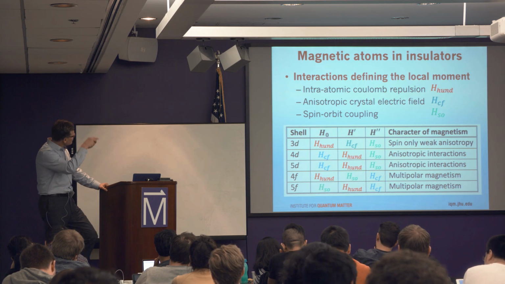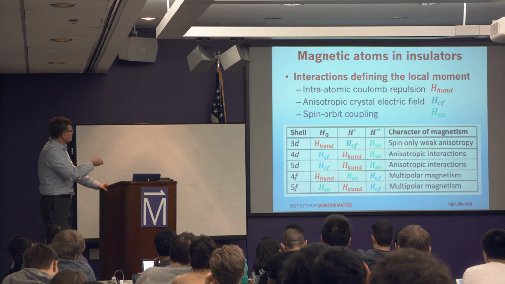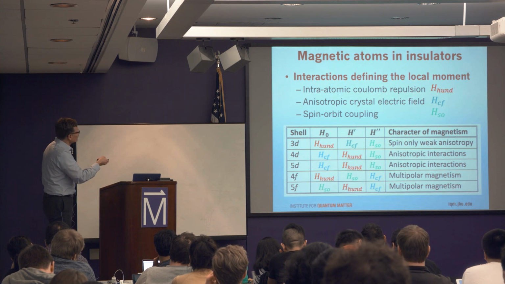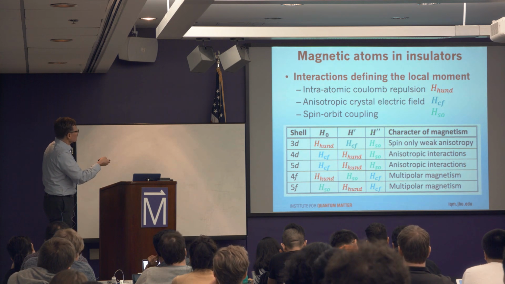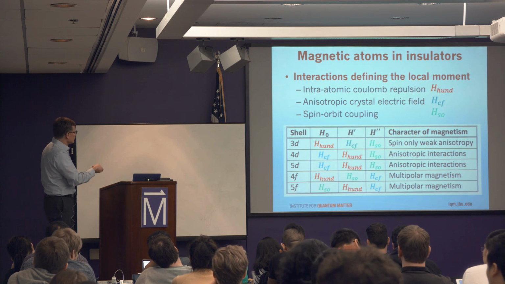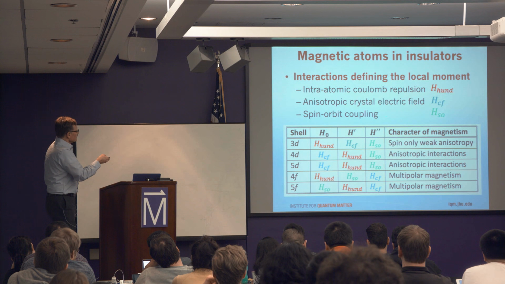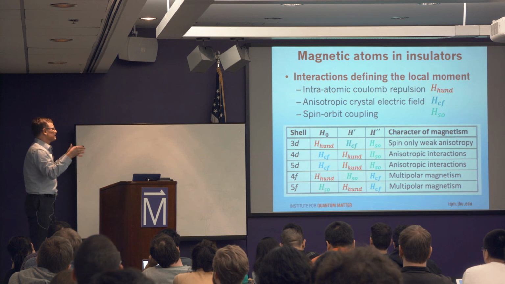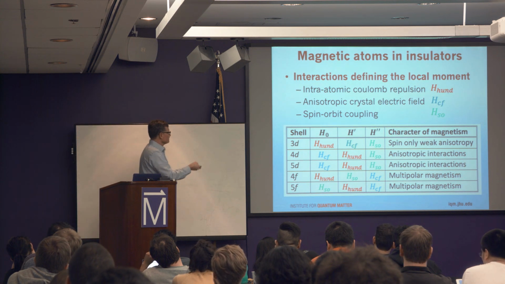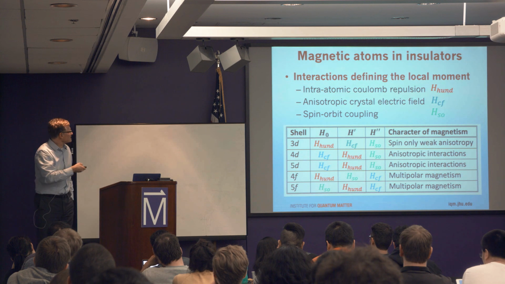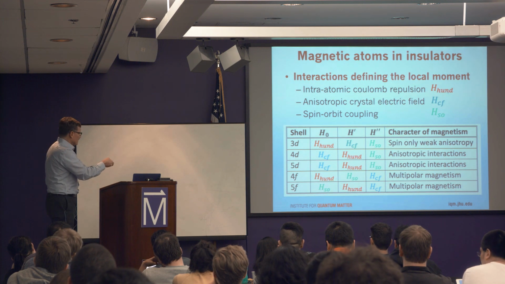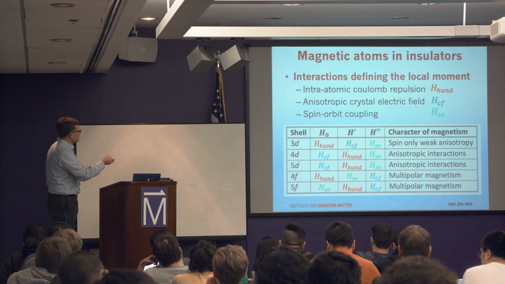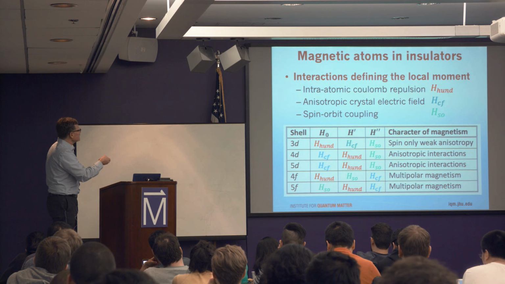And as you go to heavier and heavier elements, going from 3D to 5F, you're going to be increasing very dramatically the spin-orbit coupling. And so the whole way that these kinds of interactions are organized in terms of their strength changes very dramatically across the series. This was my general impression of things: you tend to get stronger spin-orbit interaction as you go across the series.